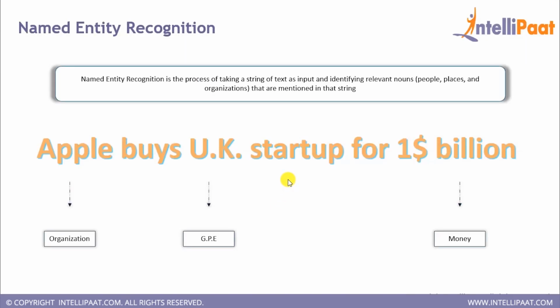Moving ahead, we'll understand what is named entity recognition. Named entity recognition is the process of taking a string of text as input and identifying relevant nouns such as people, places, and organizations that are mentioned in that string. So, in the sentence "Apple buys UK startup for $1 billion," Apple has been recognized as an organization, UK has been recognized as a geopolitical entity, and $1 billion has been recognized as money. One thing to be noted over here is all these three words are nouns. So, named entity recognition is done only on nouns.